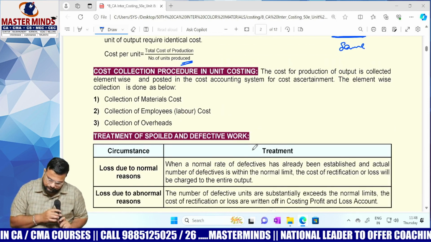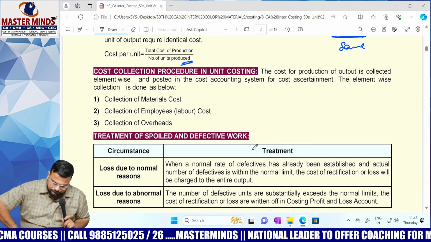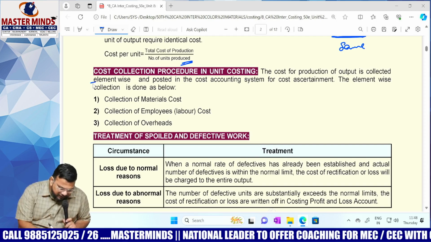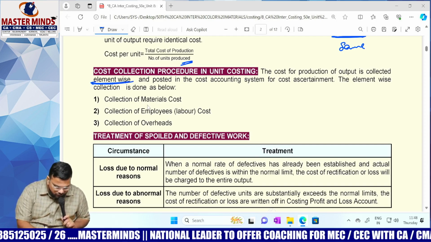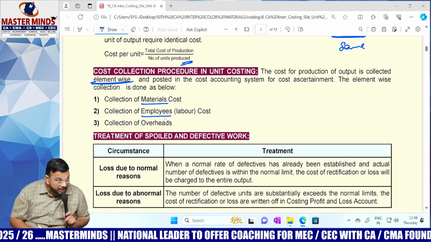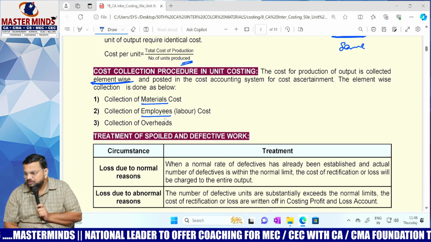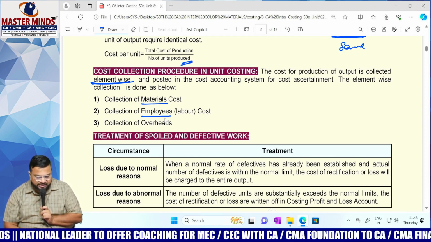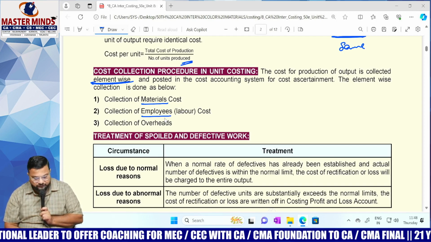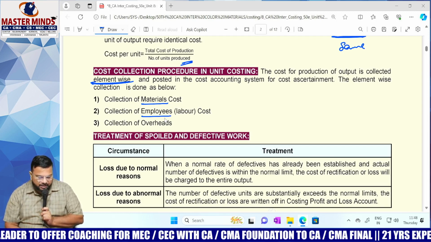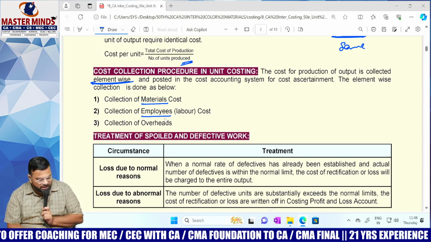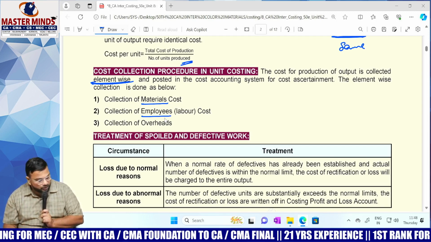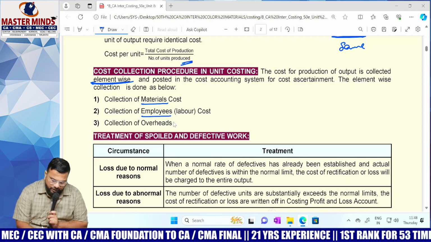Next. Cost collection procedure in unit costing. The cost for production of output is collected element-wise and posted in the element-wise classification of cost. What is element-wise classification of cost? Material, labor, and expenses. That is the first classification of cost. So here costs are collected element-wise and posted in the cost accounting system for cost ascertainment. The element-wise collection is done as below: collection of material cost, collection of employee cost or labor cost, collection of overheads. This is the point that we need to be careful about.